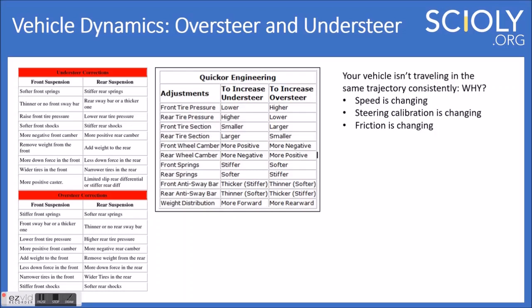Steering calibration could be changing. Of course, that's a reason why the trajectory might not be consistent if there's a problem with your steering system and it's not rigid enough. And then also, a big one was friction changing.